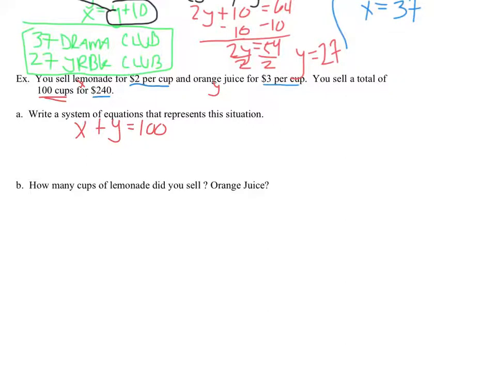So in this one, I'm going to be saying that I'm going to sell $2 times X number of lemonade cups plus $3 times Y number of orange juice cups, and the total amount of money is 240. I know it's tricky, it takes practice. The more you do them, it comes a little bit easier as you go.